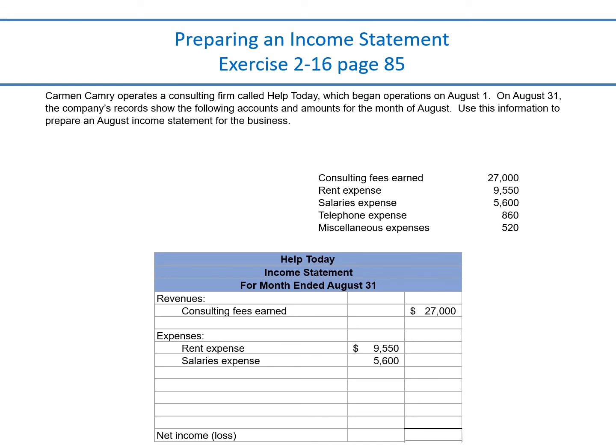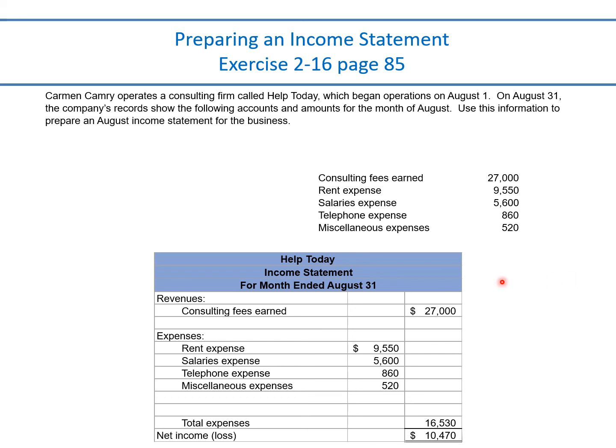And then we put all of our expenses under the expense subheading. We total our expenses, $16,530. So we have $27,000 of revenue earned, less $16,530 of expenses. We have net income of $10,470.